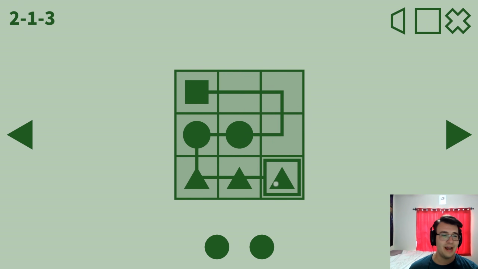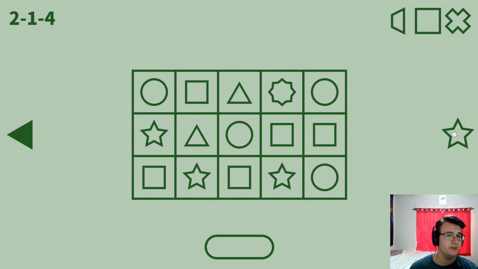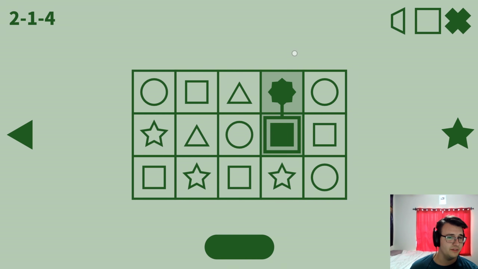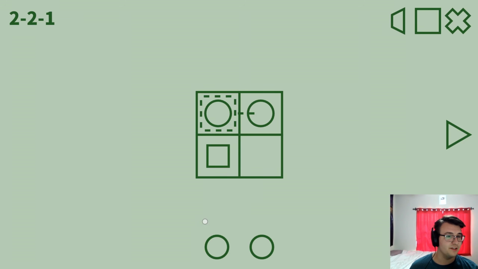Okay, so it's not about going from shape to shape, but about going from the most of a shape to the least of a shape. And now we have to count. There are 4 squares. Nope, 5 squares. There's only one of these. There we go. Okay, so that's the first one done.